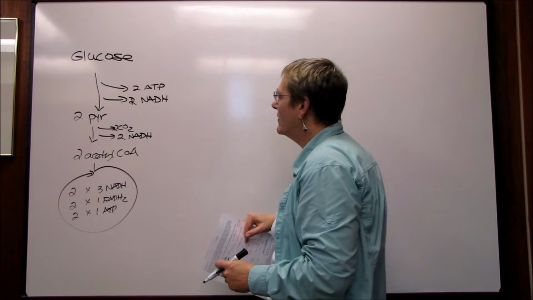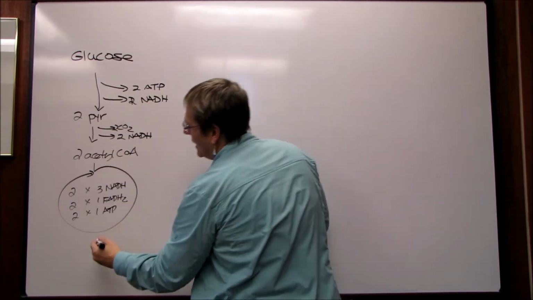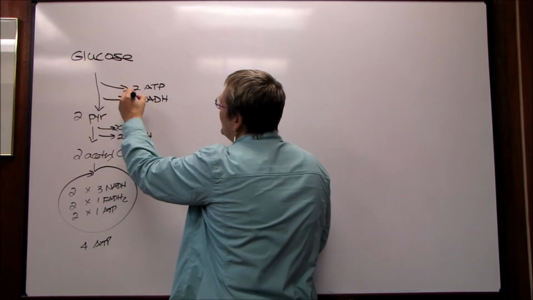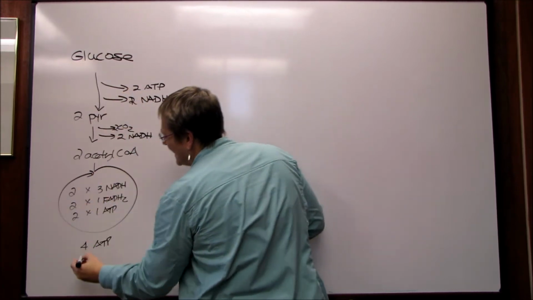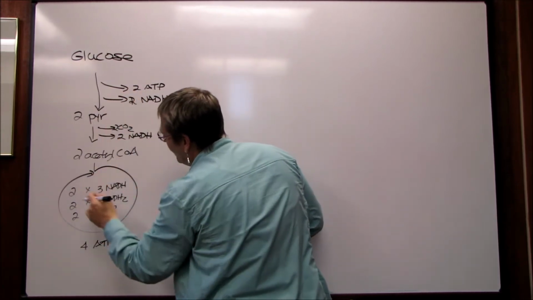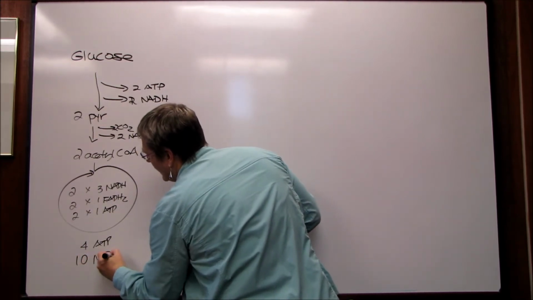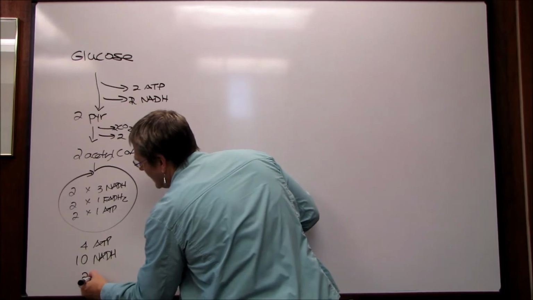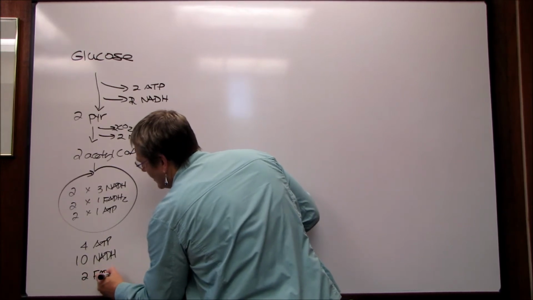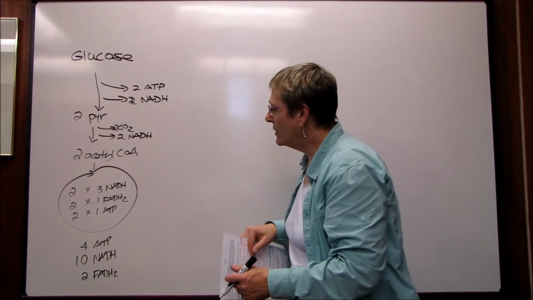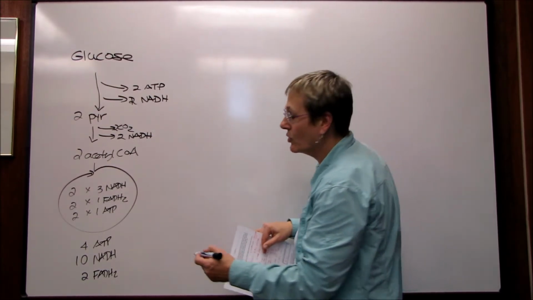So when I sum all of this up for glucose, I am going to end up with 4 ATP directly. I am going to end up with 2, 4, 6, 2 and 2 make 4, plus 6 makes 10 NADHs, and 2 FADH2s. Okay, now I'm going to apply the yields from the electron transport chain and oxidative phosphorylation here.